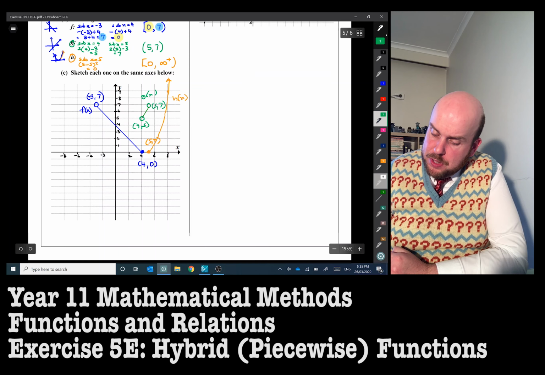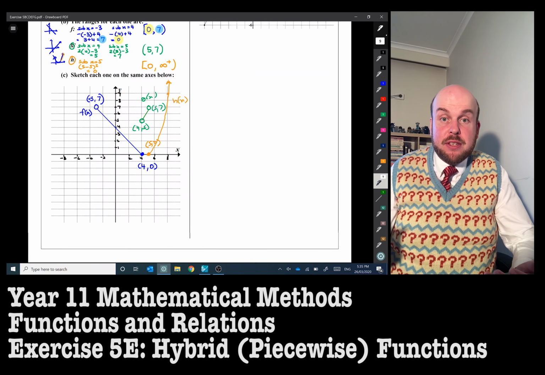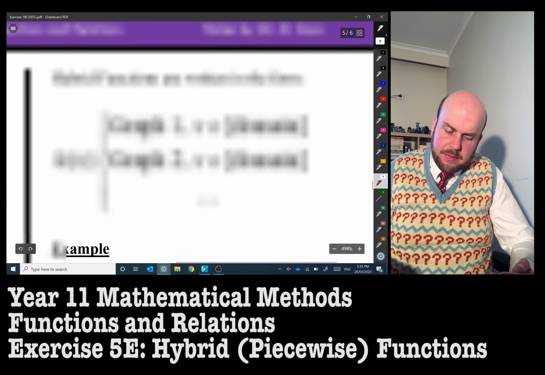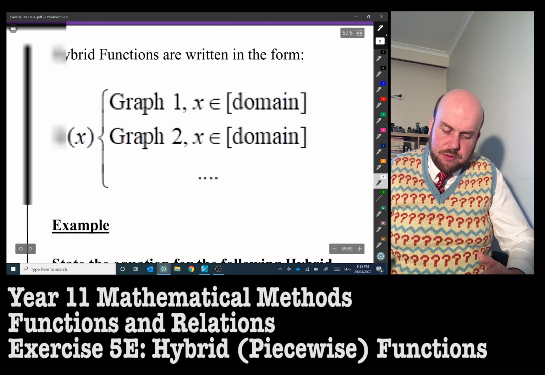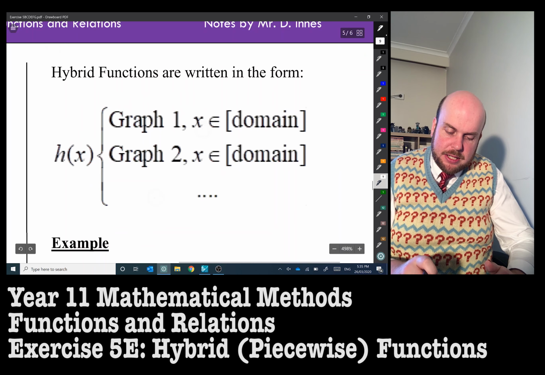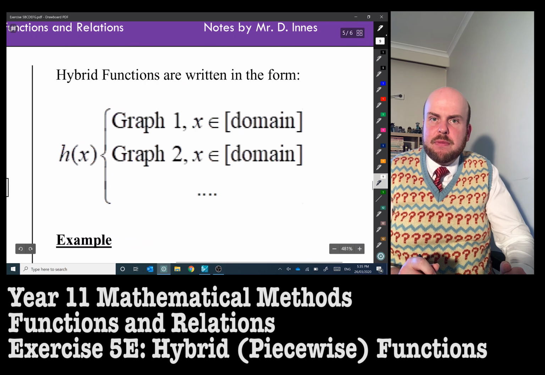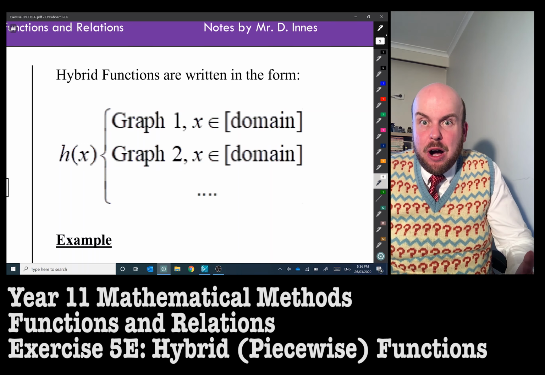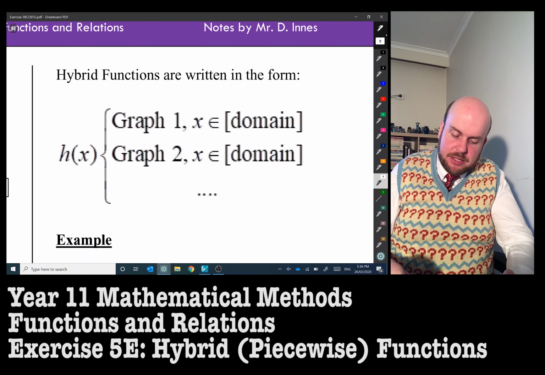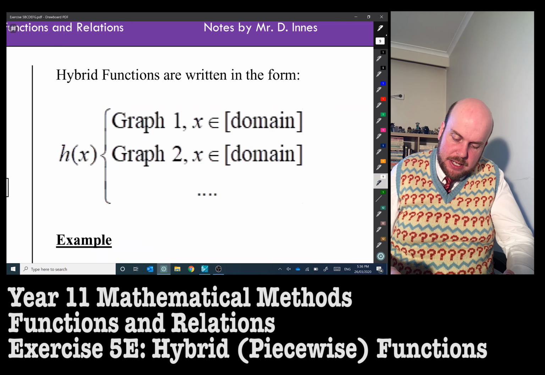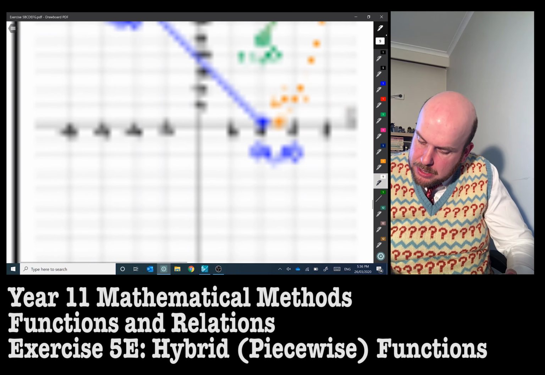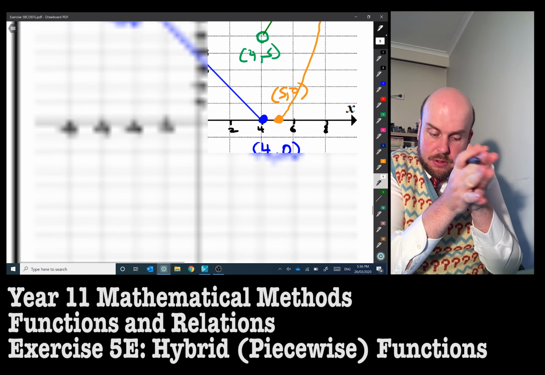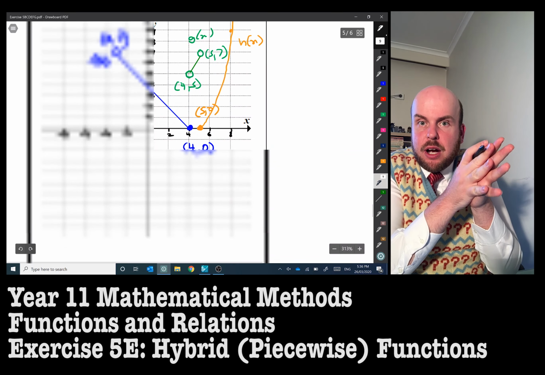Now what I'm going to do is show you how this is written. At the top of this sheet, you'll see we write them in this sort of format. When we write them, we put any letter. I've just put H for hybrid, but it doesn't matter what we call it. Since we already have an h of x, I might give it a different name, like j of x or something like that. So now I'm going to turn this question into writing it as a hybrid.